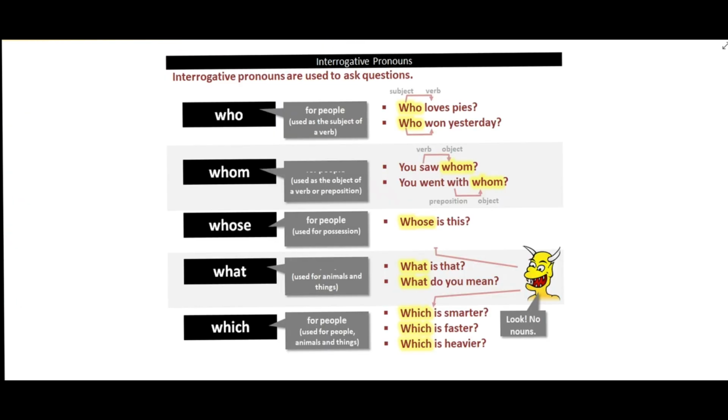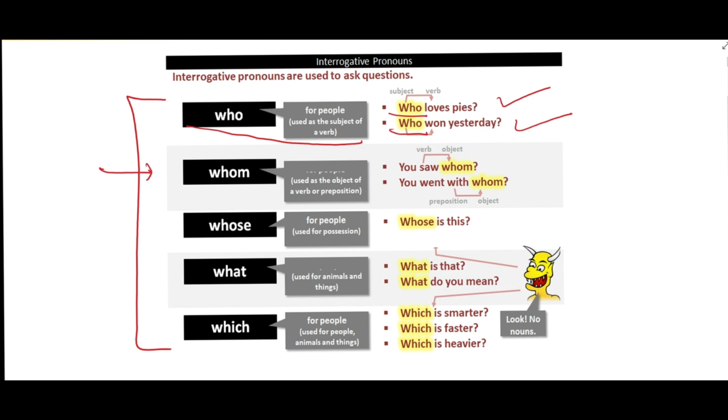Next we have interrogative pronouns. Very simple is that the interrogative pronouns are used to ask questions, and they are mainly five in number: who, whom, whose, what and which. Who is used only for the people, and it can be used as a subject of a verb. For suppose we can say, who loves pies, who won yesterday. Now in these sentences the word who is used for people, and it does the work of subject in these sentences.